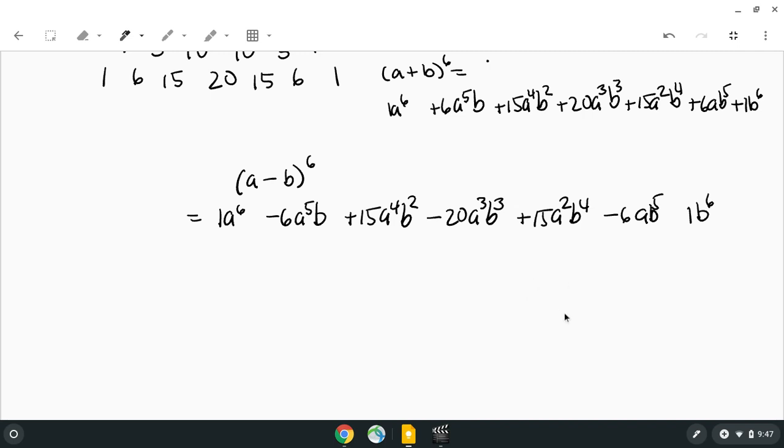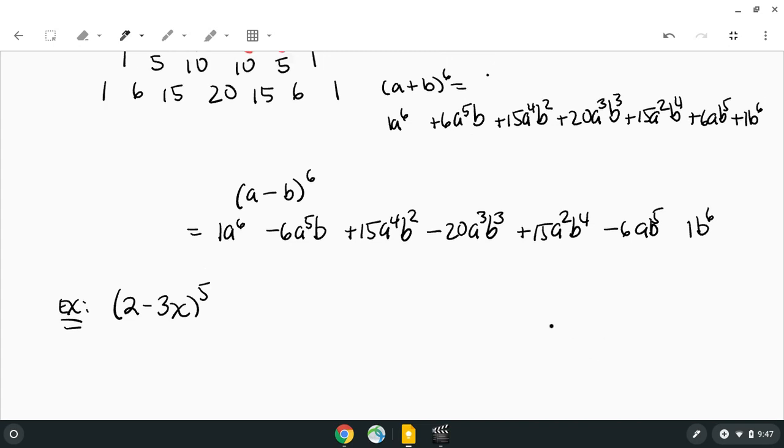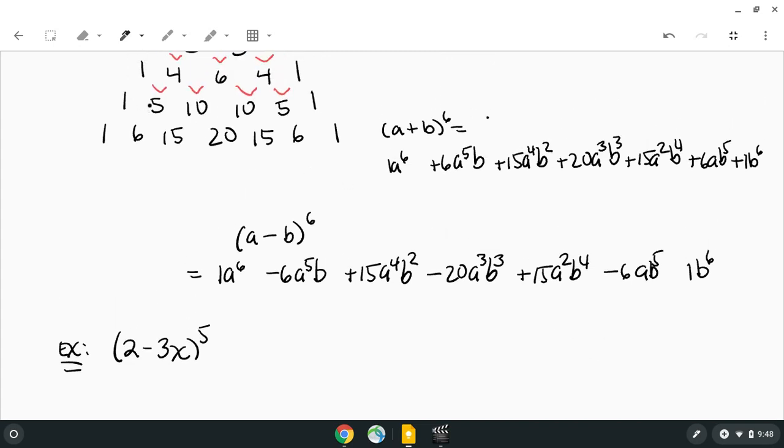Let's go ahead and take a look at a binomial that isn't as straightforward as a and b. Let's do 2 minus 3x to the 5th power. That means we are going to be using this row for our coefficients, and we're going to have alternating signs.